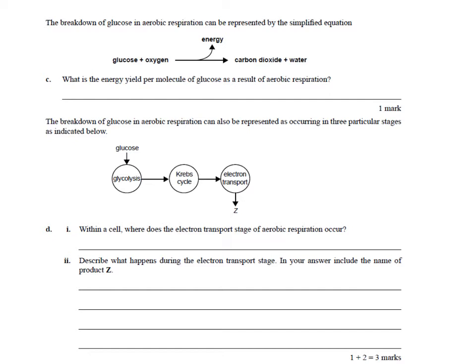First part, what is the energy yield per molecule of glucose as a result of aerobic respiration? So this term here, energy yield, is basically asking how many ATP are made. And this is through the whole process. We're not looking at one individual stage, it's the whole process of aerobic respiration. And if you remember, for each molecule of glucose, we end up getting 36 to 38 ATP. Okay, so that is your answer, 36 to 38 ATP.